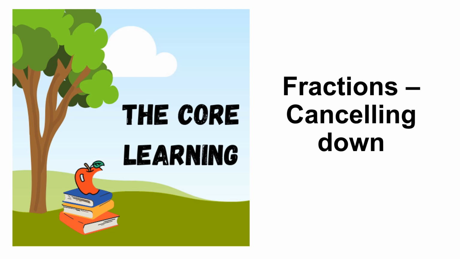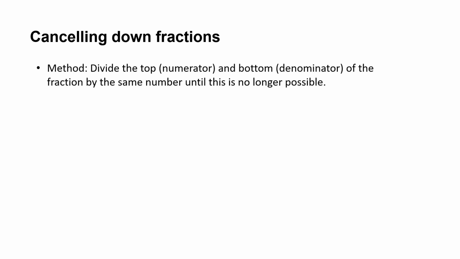Today we're going to be looking at how to cancel down fractions. So now let's look at how we do this. So the method for this is that we divide the top of the fraction, the numerator, and the bottom of the fraction, the denominator, by the same number until this is no longer possible.